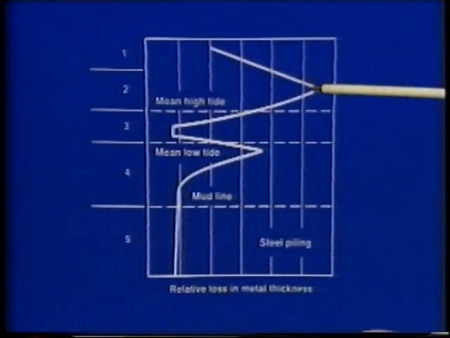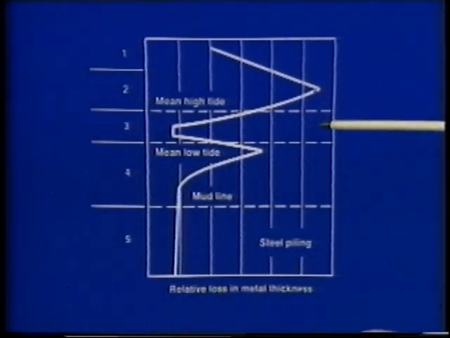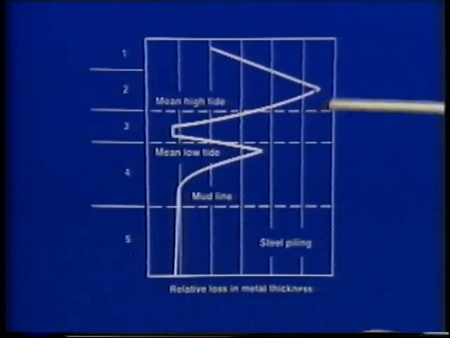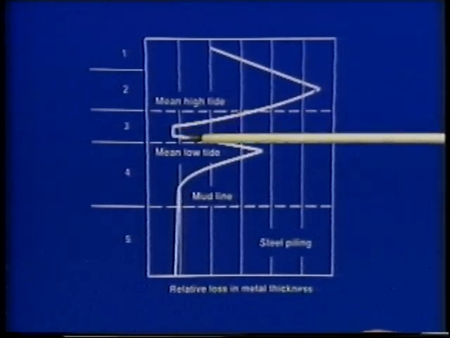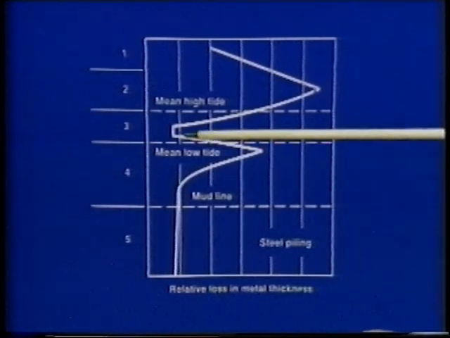They increase as we get down, the time of wetness increases. In the area where we have tide, mean tide going up and down, alternate immersion, we have high corrosion rates. At the lower end of that, we see this small zone where corrosion, in fact, is fairly low.